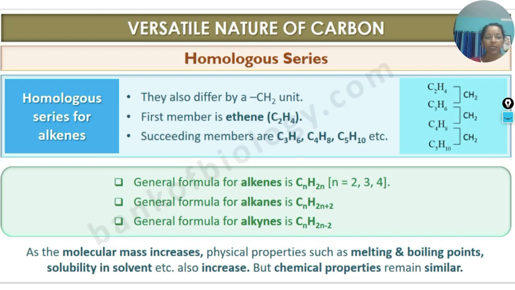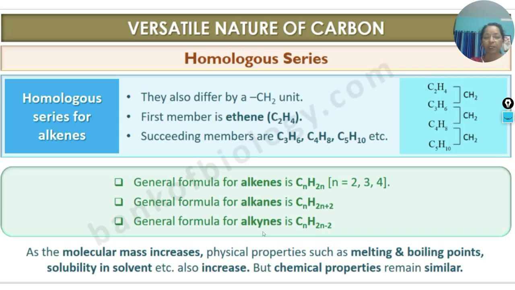Next it is alkynes. The first member is C2H2, and we can represent these three series by a general formula. For alkanes it is CnH2n plus 2, where n stands for the number of carbons. If n is 1, it is CH4, like that. CnH2n is the general formula for alkenes, whereas CnH2n minus 2 is for alkynes.